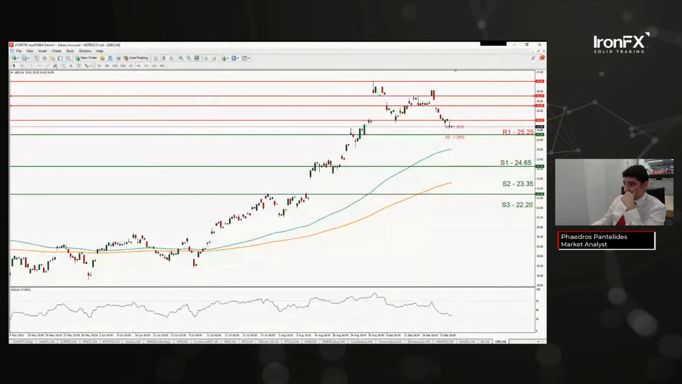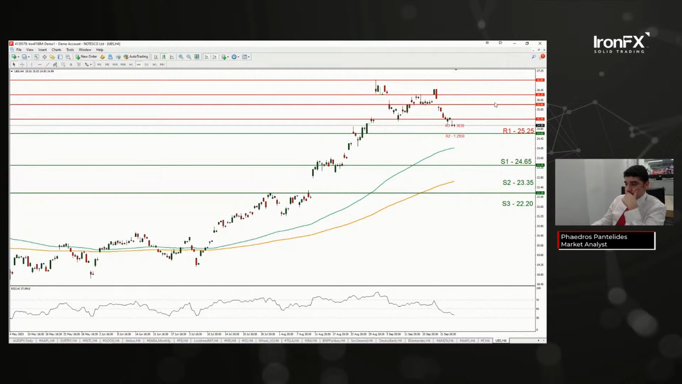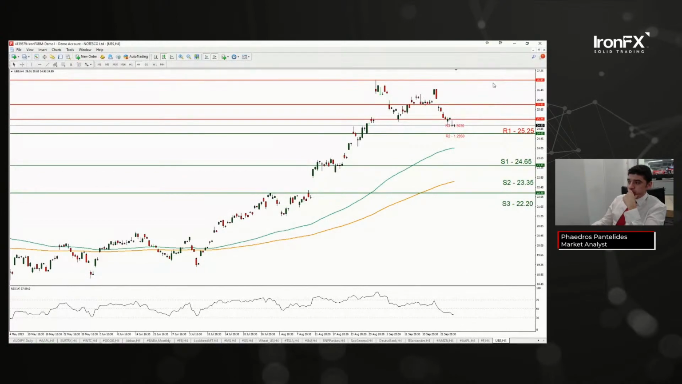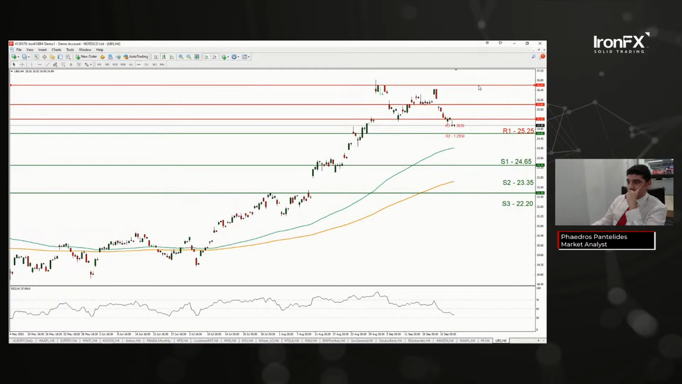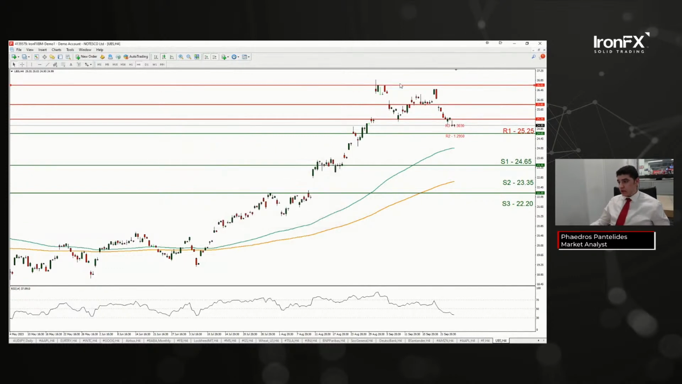And then simply place R3 at 28.5, or we could bring it slightly lower. Instead of using the wick, I'd still rather use the opening and closing candles, opening and closing figures of the bullish and bearish candles.